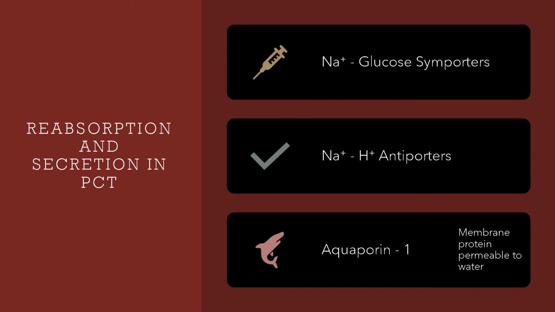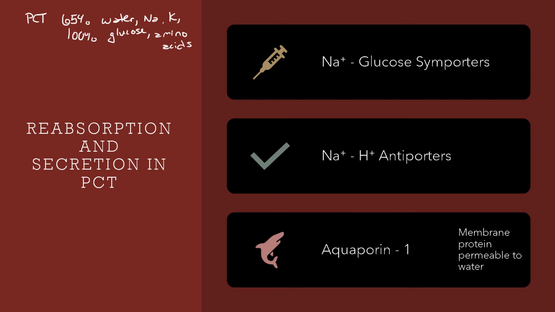So like I said, the largest amount of solute and water reabsorption from filtered fluid occurs in the proximal convoluted tubule. And the proximal convoluted tubule reabsorbs about 65% of the filtered water, sodium, potassium, and then about 100% of most filtered organic solutes like glucose, amino acids, and then a bunch of other ions.